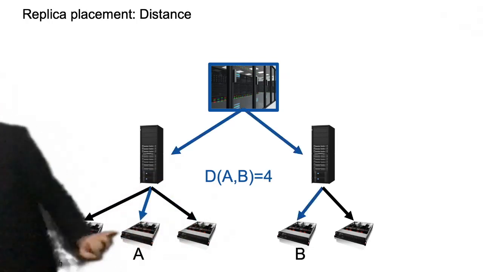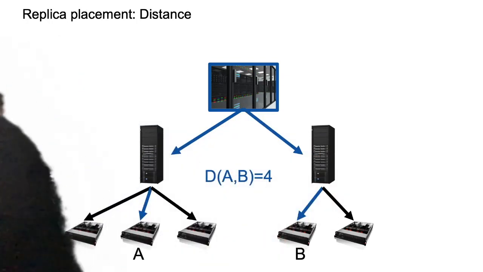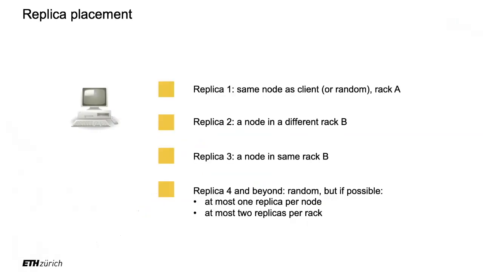If they are in different racks, then it's 1, 2, 3, 4. So then the distance is higher. This is what I meant earlier in terms of distance. Now, here's the strategy.